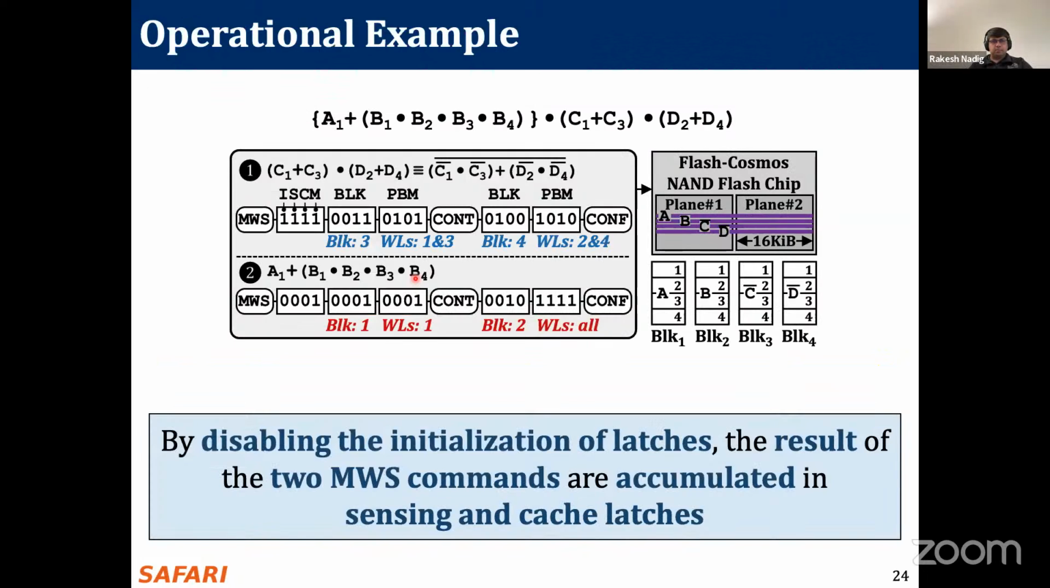Yes. Yes, thank you. So when we disable the initialization of latches, which operation is then performed if we do two MWS after each other?